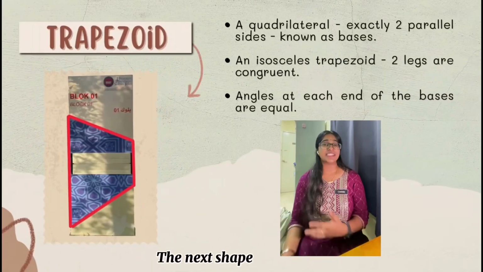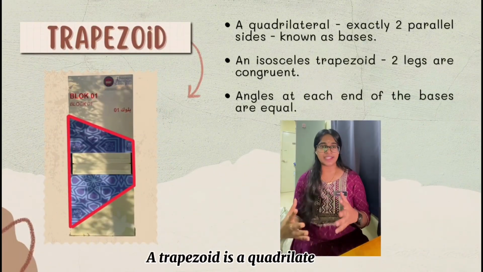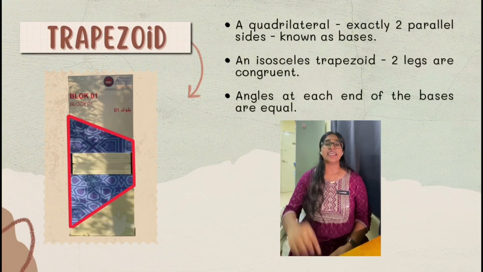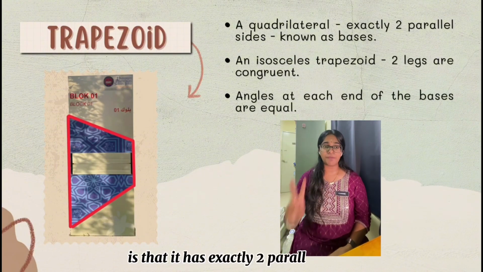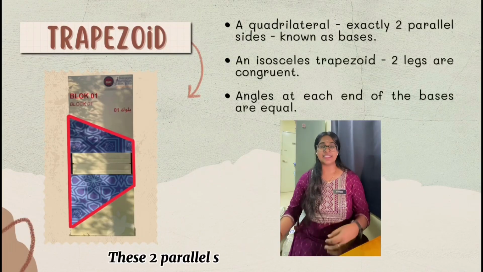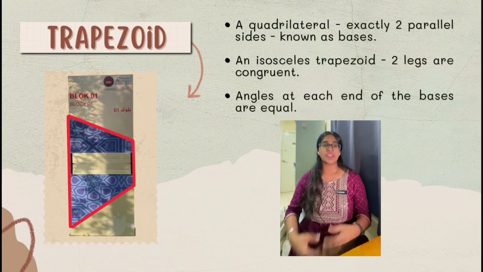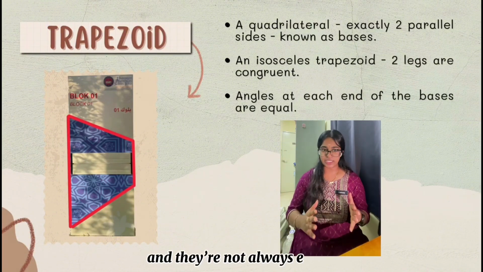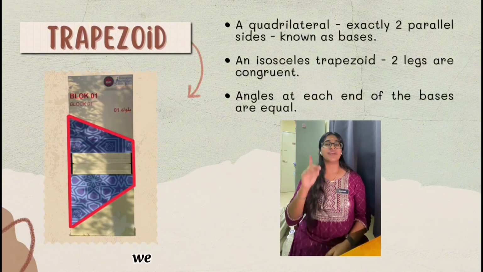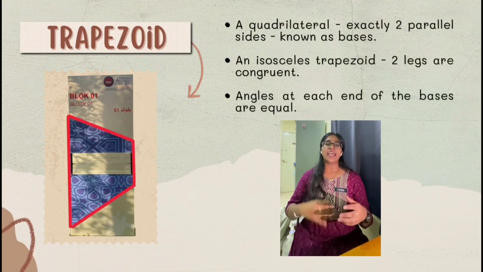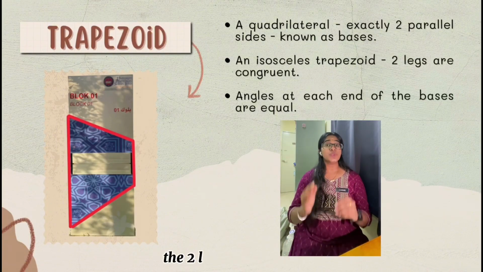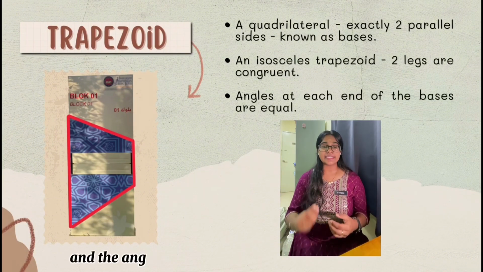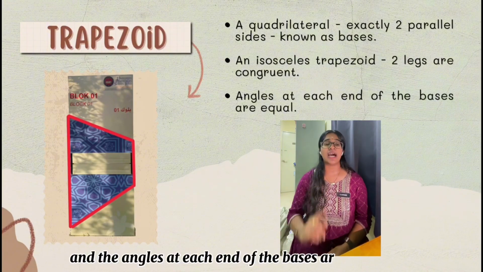The next shape is a trapezoid. A trapezoid is a quadrilateral, which means it has 4 sides. But what makes it special is that it has exactly 2 parallel sides. These 2 parallel sides are called the bases. The other 2 sides are called the legs, and they are not always equal. But when they are equal, we call it an isosceles trapezoid. In an isosceles trapezoid, the 2 legs are congruent. That means they are the same length, and the angles at each end of the bases are also equal.